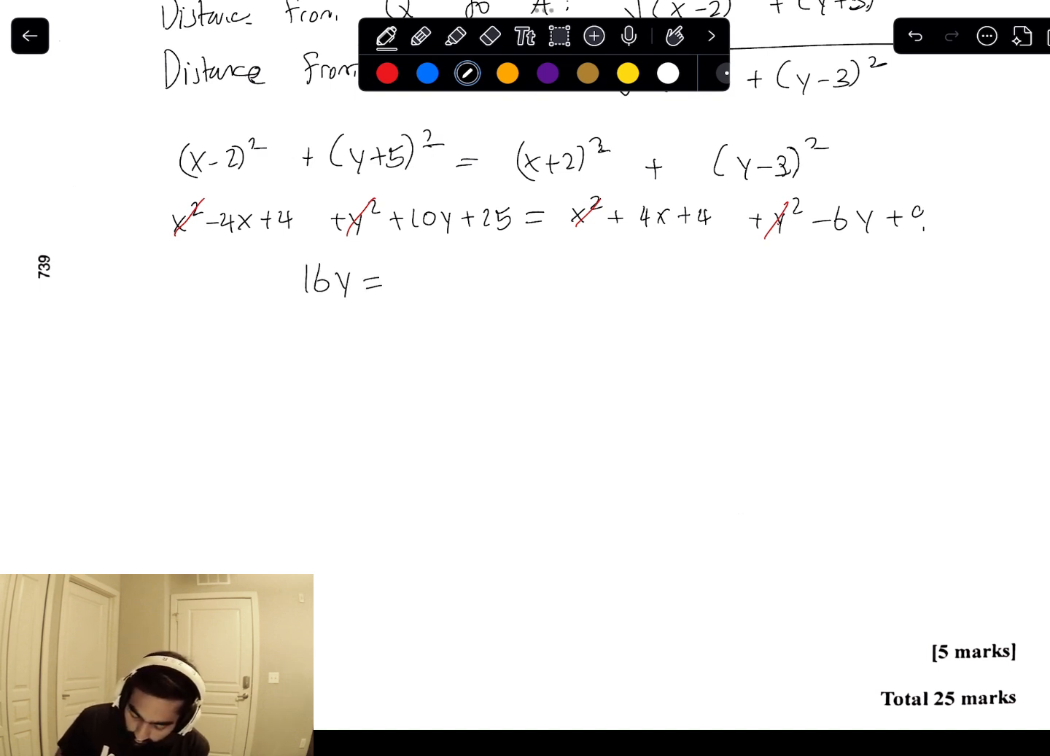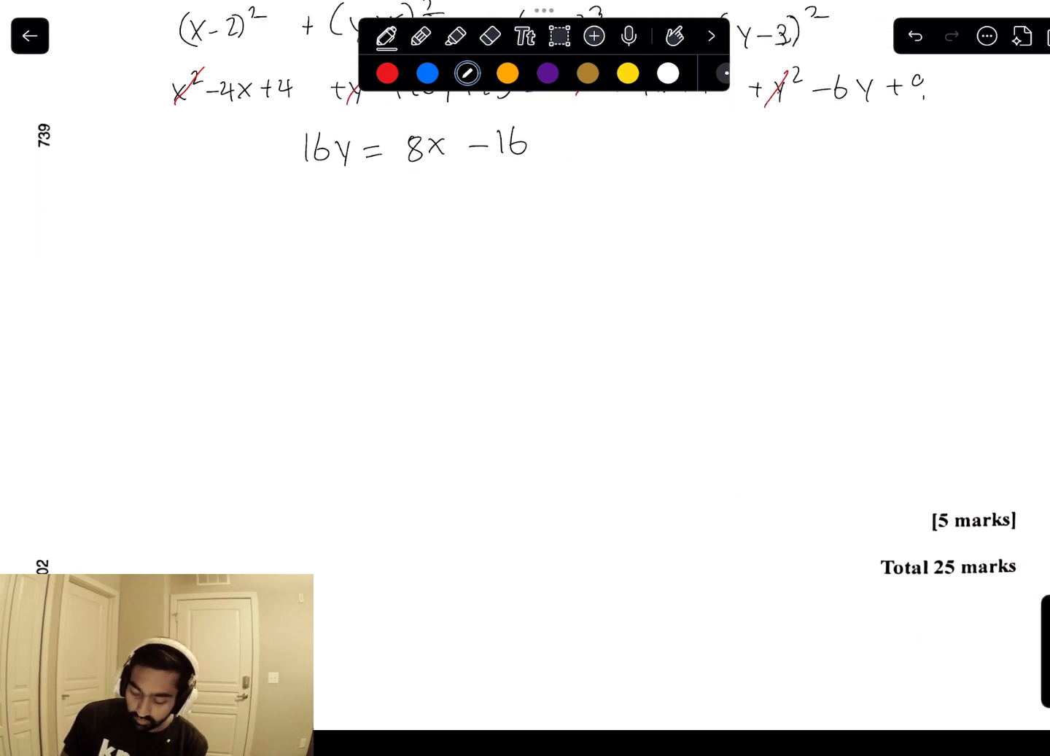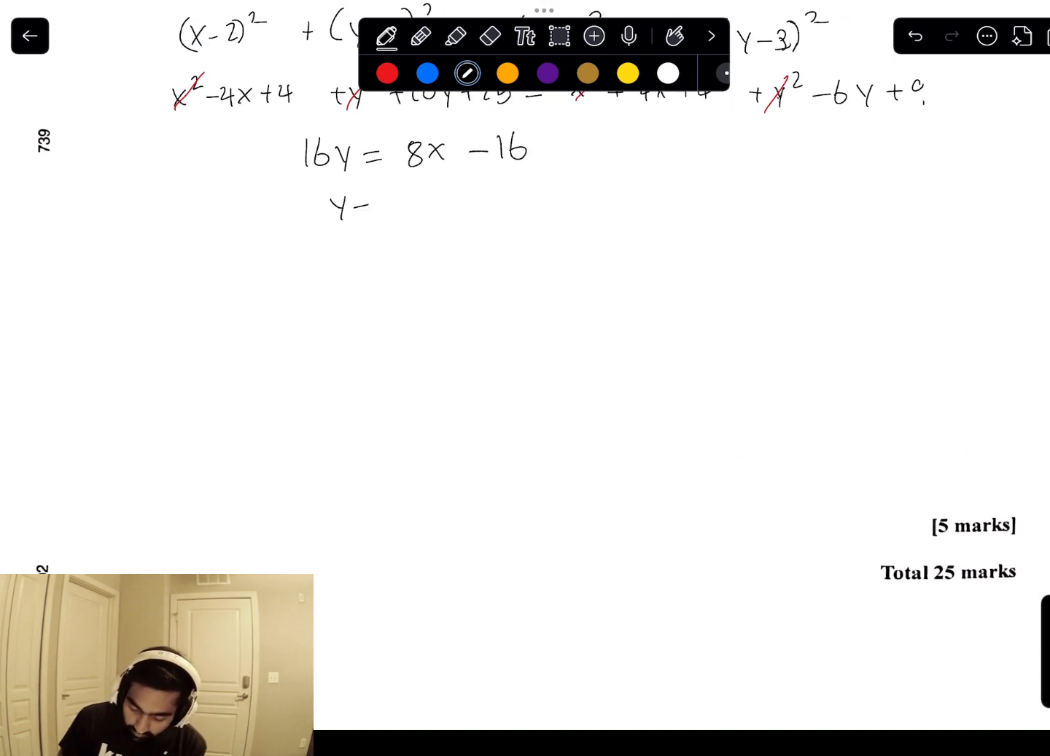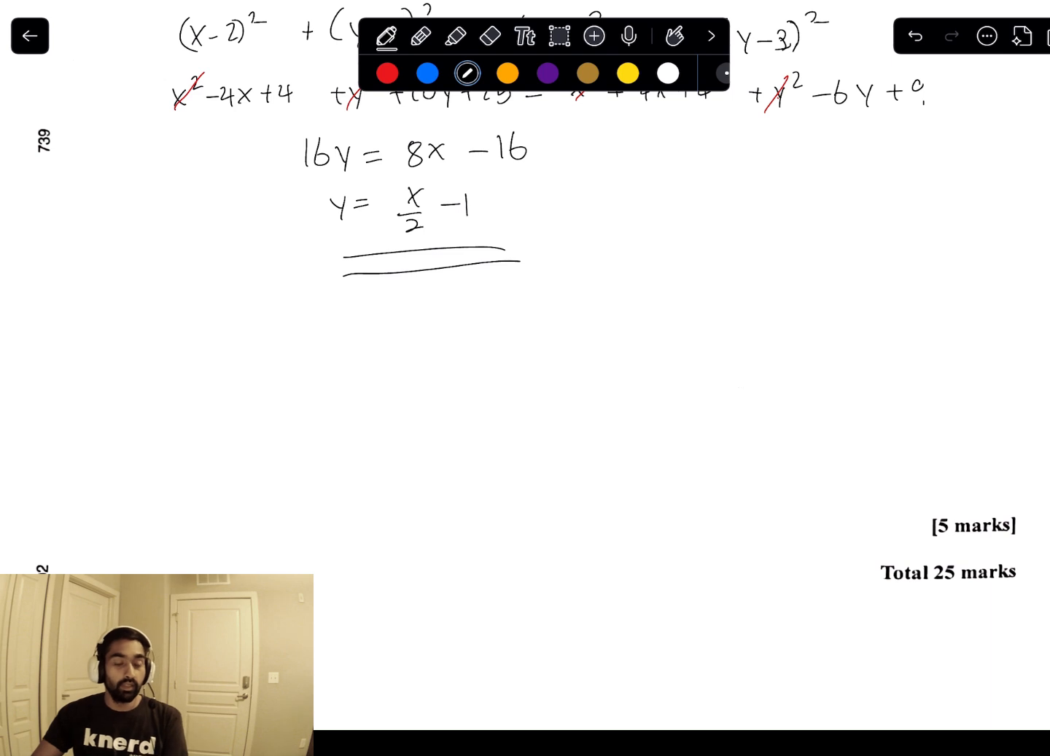And now I'm going to group everything by bringing all the y's to the left-hand side and then everything else to the right-hand side. So the left-hand side is just 16y. The right-hand side is going to be 8x. And then if I look at all the constant terms, I'm just going to get minus 16. So then I divide by 16, and I get that y is equal to x over 2 minus 1. And that's the equation of the locus. Just for your information, if it's the locus of the points which are equidistant from two different points, the equation is always going to end up being a line.